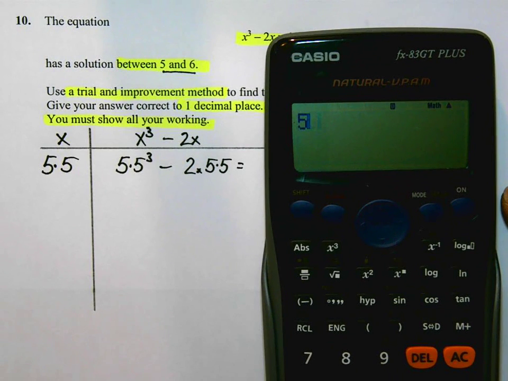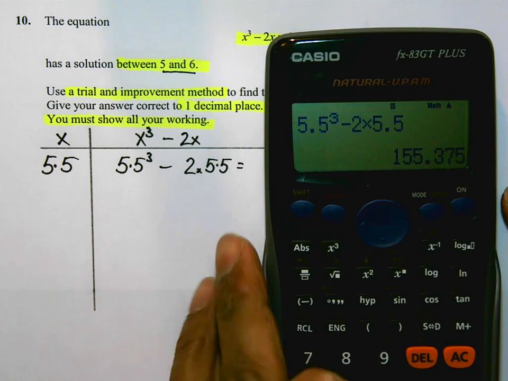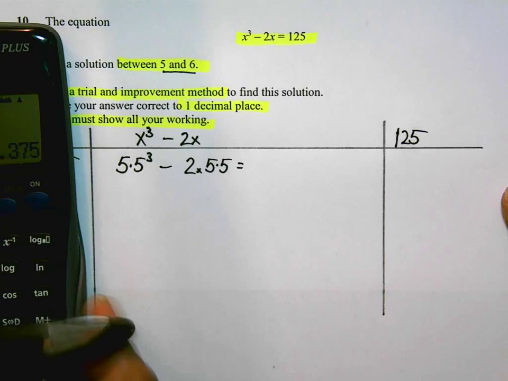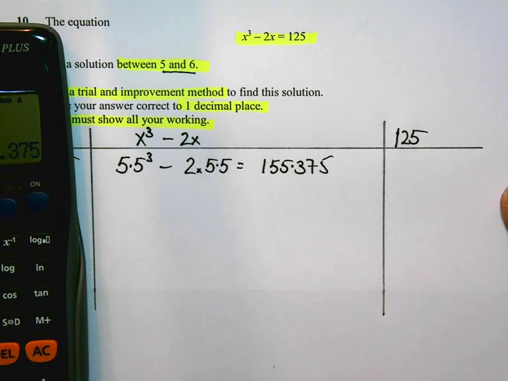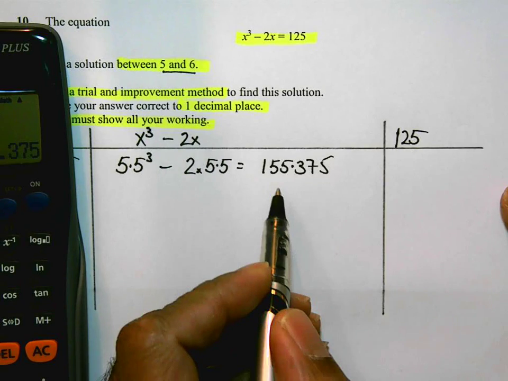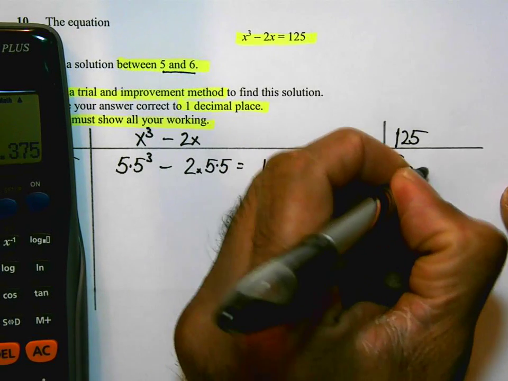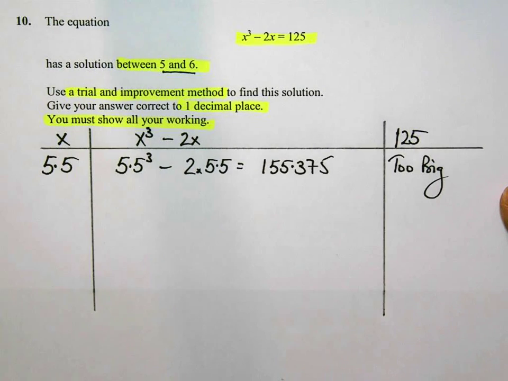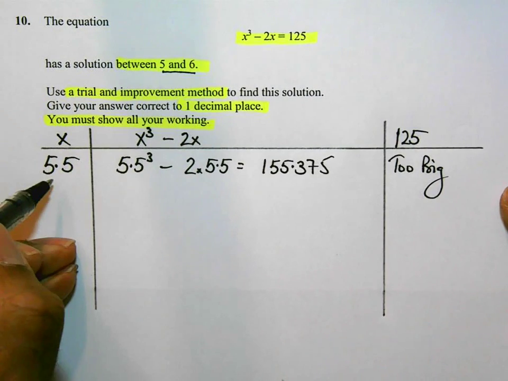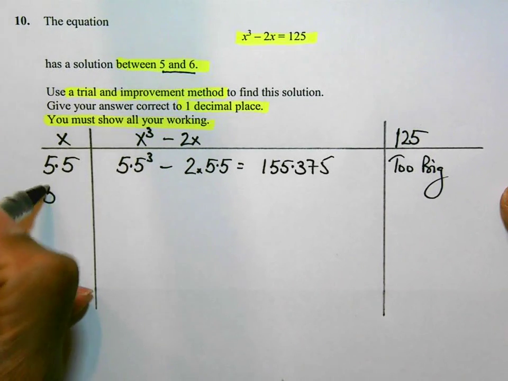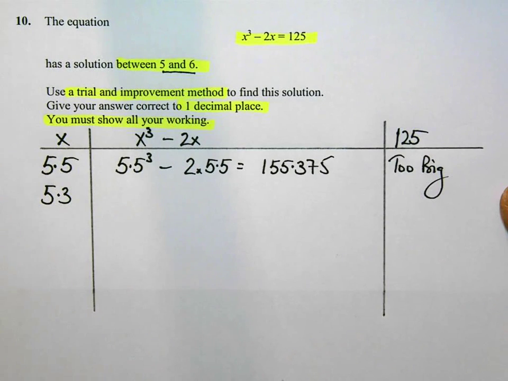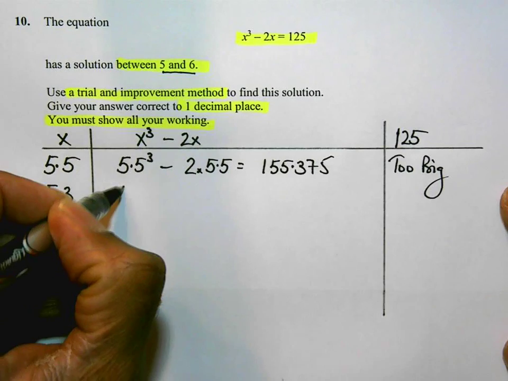So on my calculator, I'm going to put in 5.5 cubed, take away 2 times 5.5, and that gives me an answer of 155.375. I'm going to write that in here, 155.375. My target number is 125. 155 is too big. And I'll write this in here. Okay, so this tells the examiner that I know that that result was too big. I'm going to try something smaller than 5.5. I'm going to try 5.3 next.